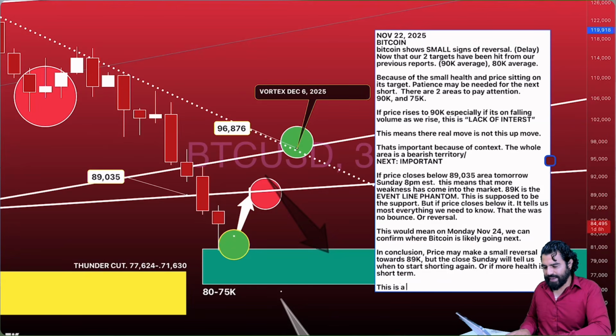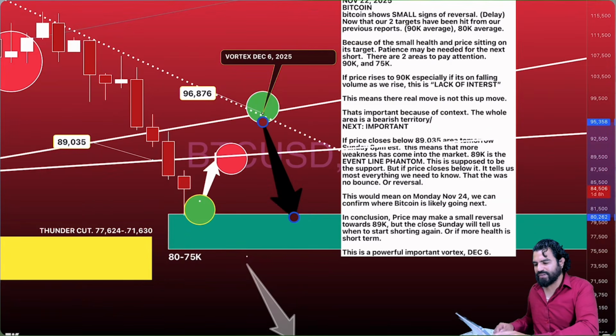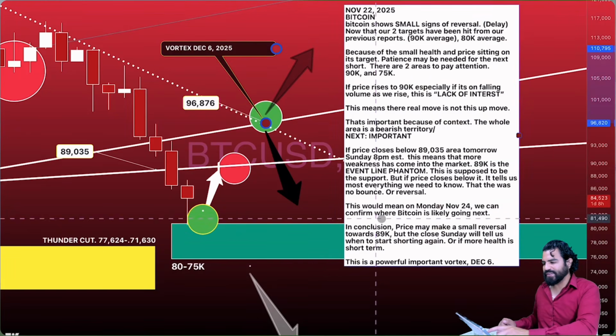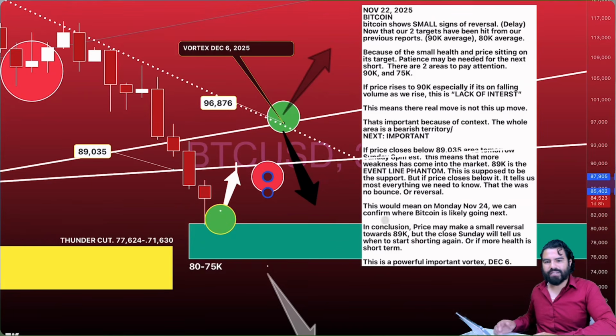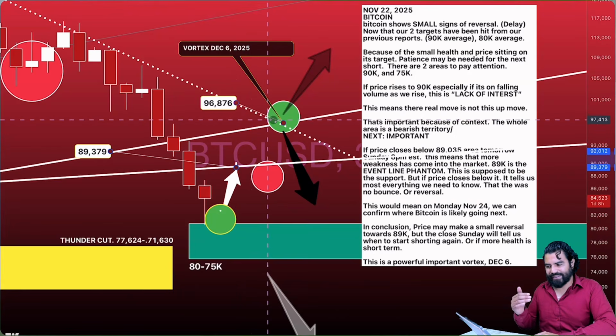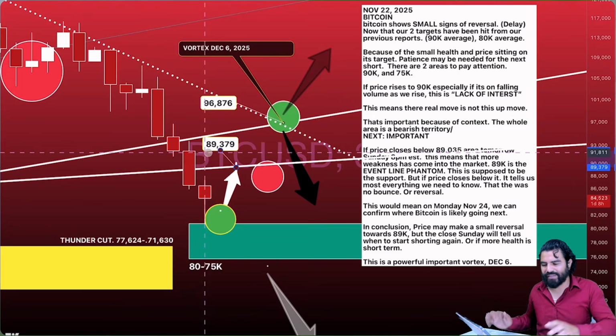This is a powerful, important vortex, December 6th. So that's anytime between now and then. Very strong, important vortex right now. We're either going to break above into health, which I don't think is going to be the case right now, or we're going to be coming and reversing down. I don't want to take any buys all the way up to 96. I only want to take a buy up to 89 for just 1 hour charts, minute chart type of things.